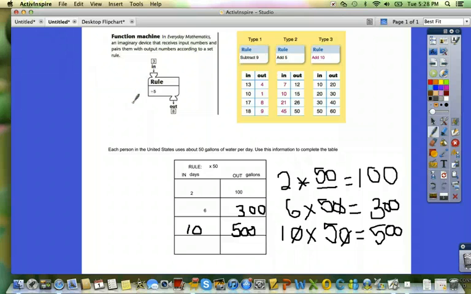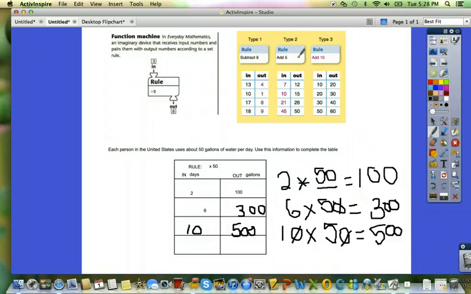Okay, now that you've got just a quick overview, I would like to point out that I did add an extra chart up here for you to be able to use and refer back to, that you can look at the different types. In type 1, we have the rule and our in. And we would have to figure out how to get to our out. What is coming out once we put in our rule?